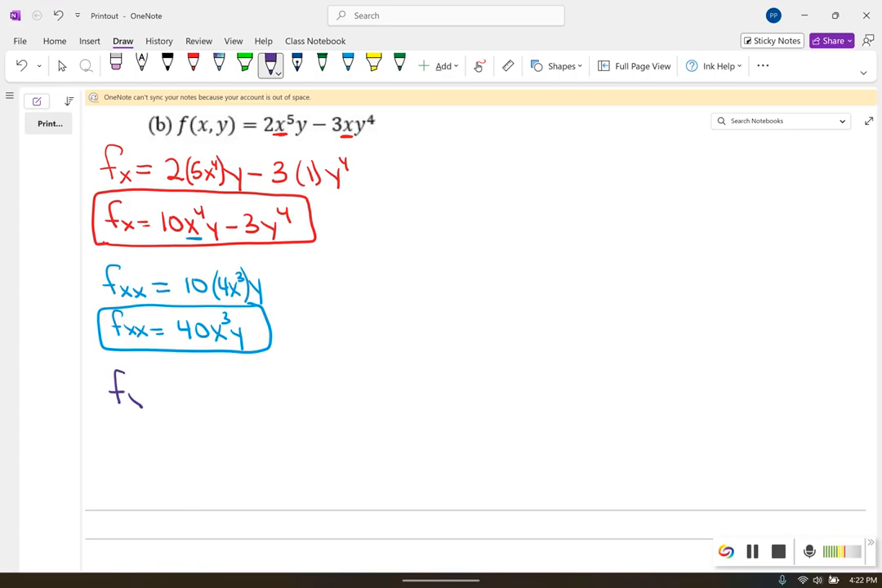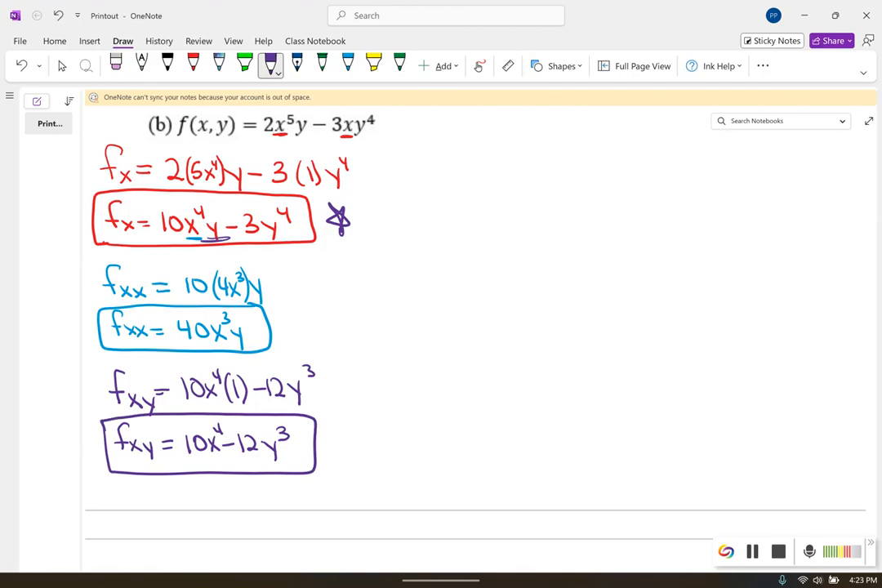Then if I want to find f sub xy, I take the derivative with respect to x first, which is the red part up here, and then I take the derivative of that red part with respect to y. So with respect to y, the 10x to the fourth just stays where it's at, and the derivative of the y is just 1. With respect to y, this is just a normal one. 4 times negative 3 is negative 12y to the third. And so I get f sub xy equals 10x to the fourth minus 12y cubed.